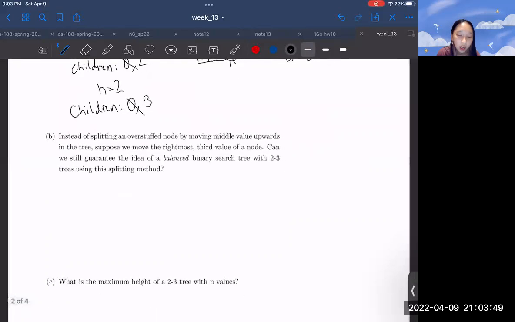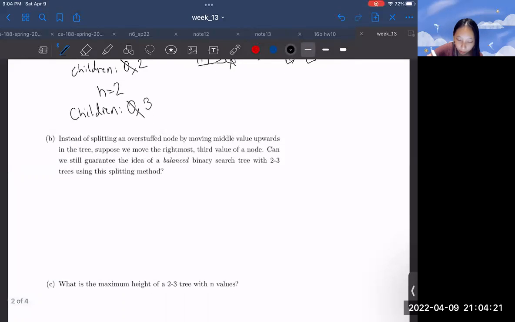So let's move on to part B. Instead of splitting an overstuffed node by moving the middle value upwards in the tree, suppose we want to move the rightmost third value of a node. Can we still guarantee the idea of a balanced binary search tree with 2-3 trees using the splitting method? What this question is asking is, can we still have a balanced search tree if we have a splitting method where instead of splitting on the middle value, as we were doing here, like if we had 1, 3, and we added 2, it would become 1, 2, 3.